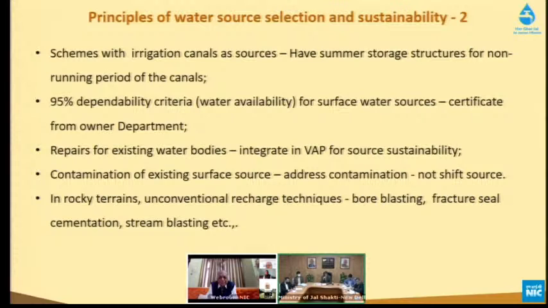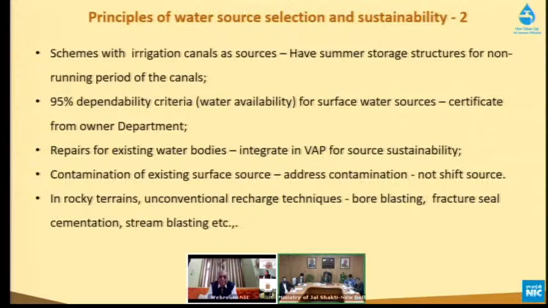And when you are tapping your sources from dams or barrages or from rivers, kindly ensure that you get the dependability certificate from your water resources organization, which should be 95% as per the CPHEEO manual, so that you do not run out of your surface water sources while supplying for multi-village schemes.